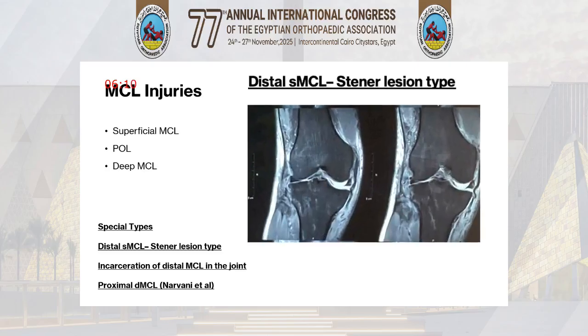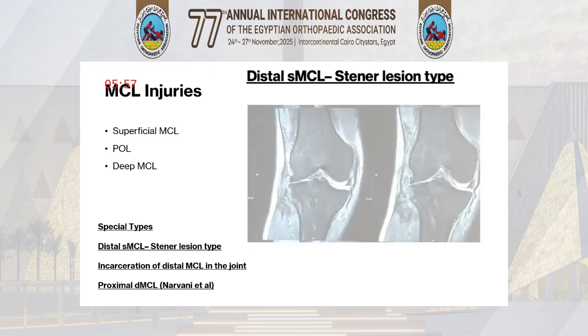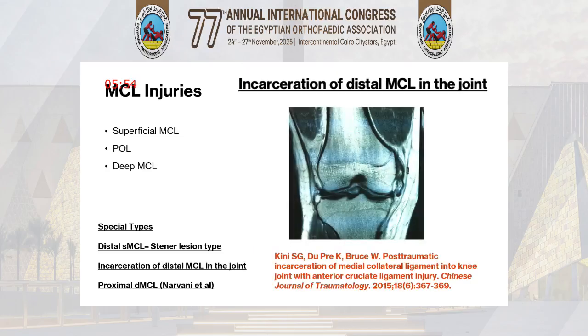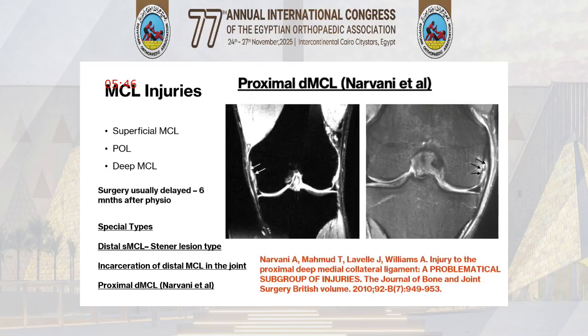And distal superficial MCL is also called Stener type, like the injury in the thumb. After ligament rupture, the hamstrings interpose to prevent the healing of the ligament, and so these should be operated early. Incarceration is rare. The torn ligament can buckle into the joint and needs to be restored. And another injury is the proximal deep MCL, which is usually diagnosed in a more chronic setting.